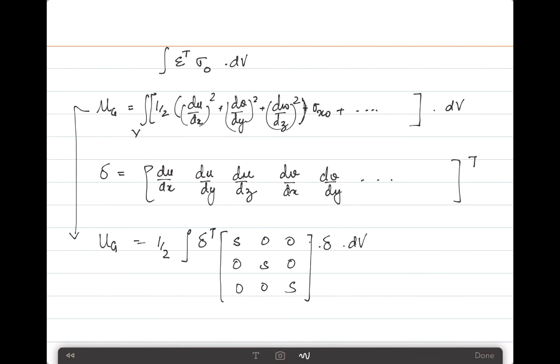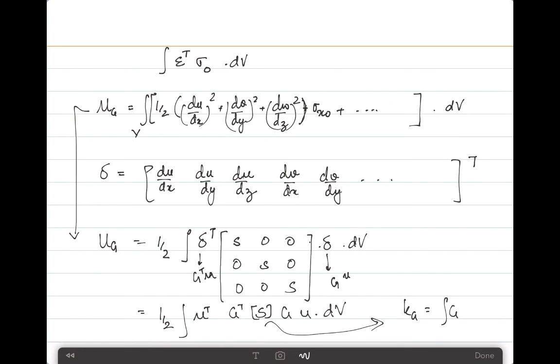This expression is analogous to the previous terms that you have been using, like this was related to G transpose, this was related to G by means of the degrees of freedom. So if I substitute that, then I would be able to get half of the integral of U transpose G transpose with S tensor with G and U dV. So in the end we get the kg to be equal to the integral of G transpose S G dV, as we have been doing in the cases for individual elements.